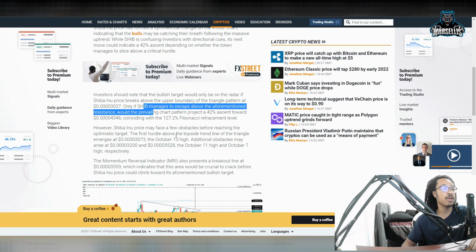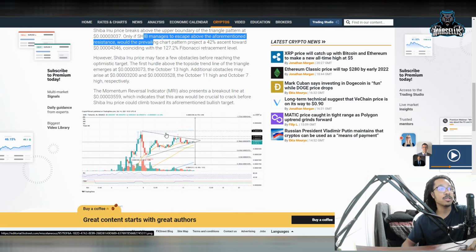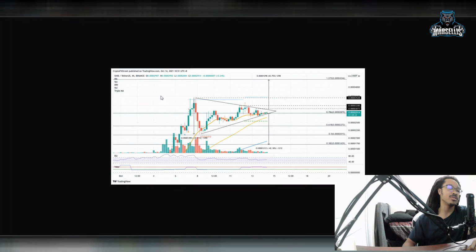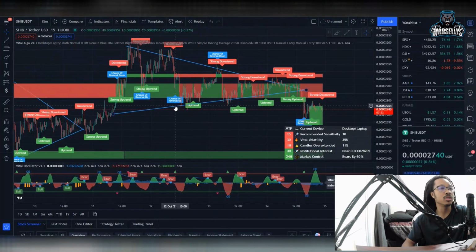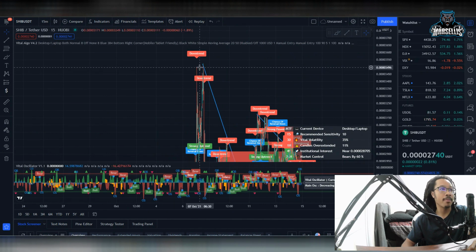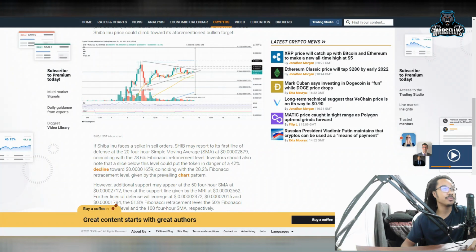But additional obstacles may arise at 3200 to 3528, which is going to be a huge point of resistance for us. So anyways, the momentum reversal indicator also presents a breakout line at the 3559 area, which indicates that this area could be crucial before Shiba Inu price could climb towards its aforementioned bullish target. So 3559, they're saying we really have to pass that if we really want to be bullish. Let's go ahead and scroll this all the way out here, pretty much right past our previous all-time highs now. So that's what we got to get past now.